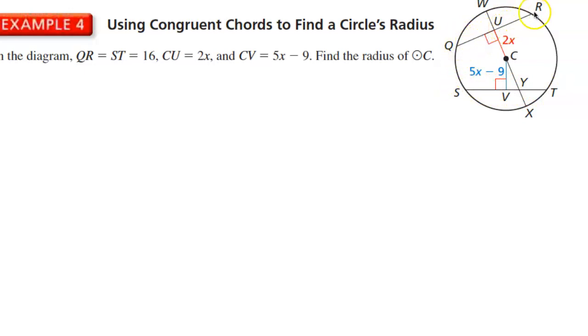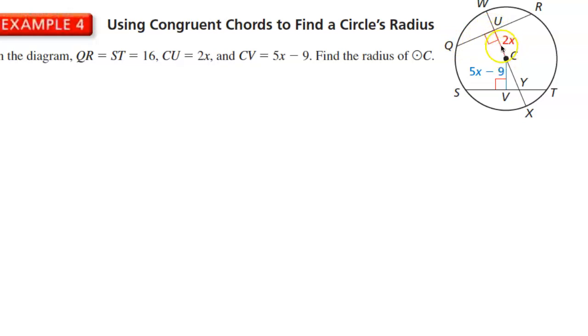Now, notice that QR is perpendicular to XW. Well, XW being the diameter, when it's perpendicular to a chord, what did we already learn today? It cuts the chord in half. So I know that QU and RU are the same. So if QR is 16, then I know from Q to U is 8. That's important. So QU is going to be 8.